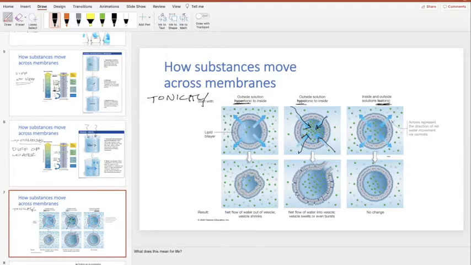So this might be important if you're interested in medicine and you were going to give someone an IV, right? You were going to put fluid into their bloodstream. You would really need to pay attention to the tonicity of your IV fluid. You don't want it to be too concentrated, because if it's too concentrated, you could shrivel cells, but you don't want it to be too low of a concentration either. You don't want it to be too dilute, because if your IV fluid was too dilute, what would happen to your patient's blood cells?